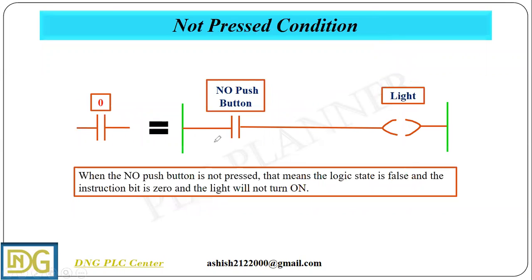When we are connecting an XIC instruction in a program, in the not press condition, we will not press this instruction, so it will not send the signal to our output. When the NO push button is not pressed, that means the logic state is false and the instruction bit is 0 and the light will not turn on. It will be in the off condition. It will turn off when it does not receive the signal from the input instruction.